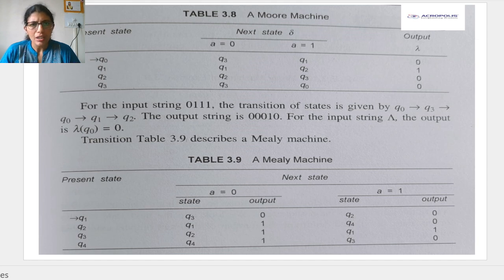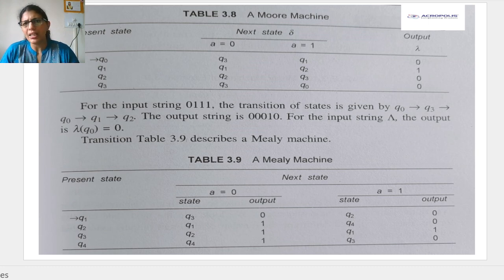After that, on q3 we apply the input alphabet 1. On 1 we will move to q0, and q3 has the output 0, so we get one more 0. After that we will move to q1. When we apply 1 on q1, we will move to q2 and the output is 1. Then from q2, the input alphabet is again 1 and the output is 0, that's why one more 0. I think it will be clear to you.